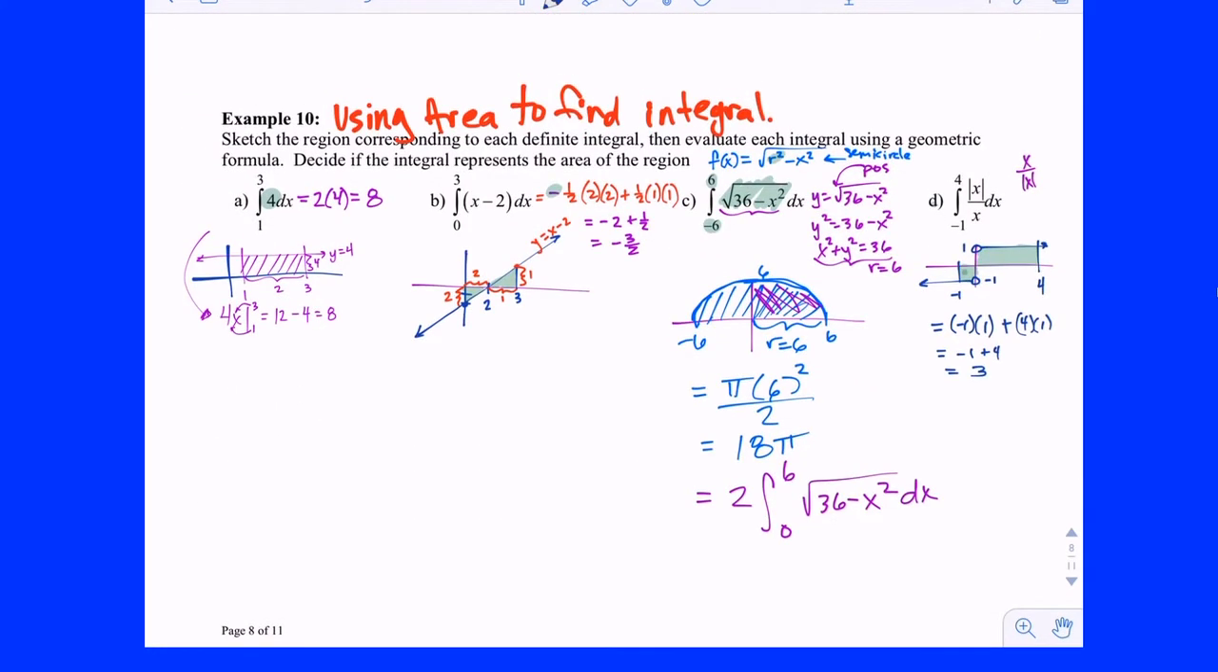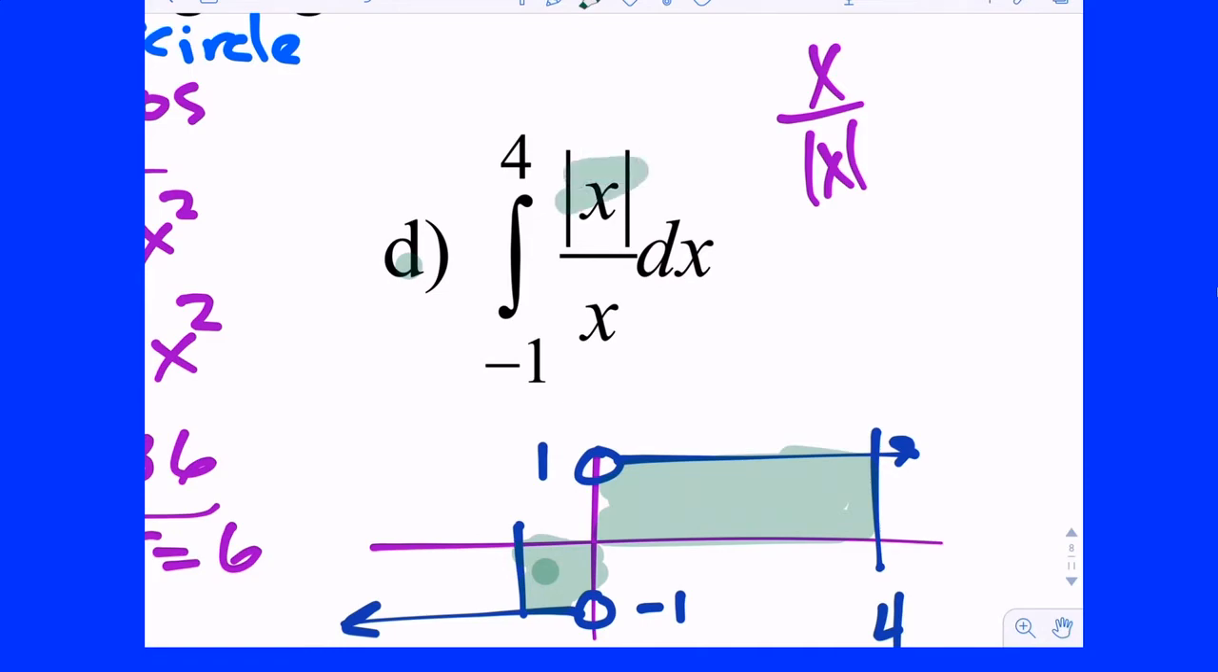Okay, any questions on those? Using area to find integrals. This is another one where we're not going to really want to do it using the fundamental theorem of calculus, finding the antiderivative. What would the antiderivative of that be?